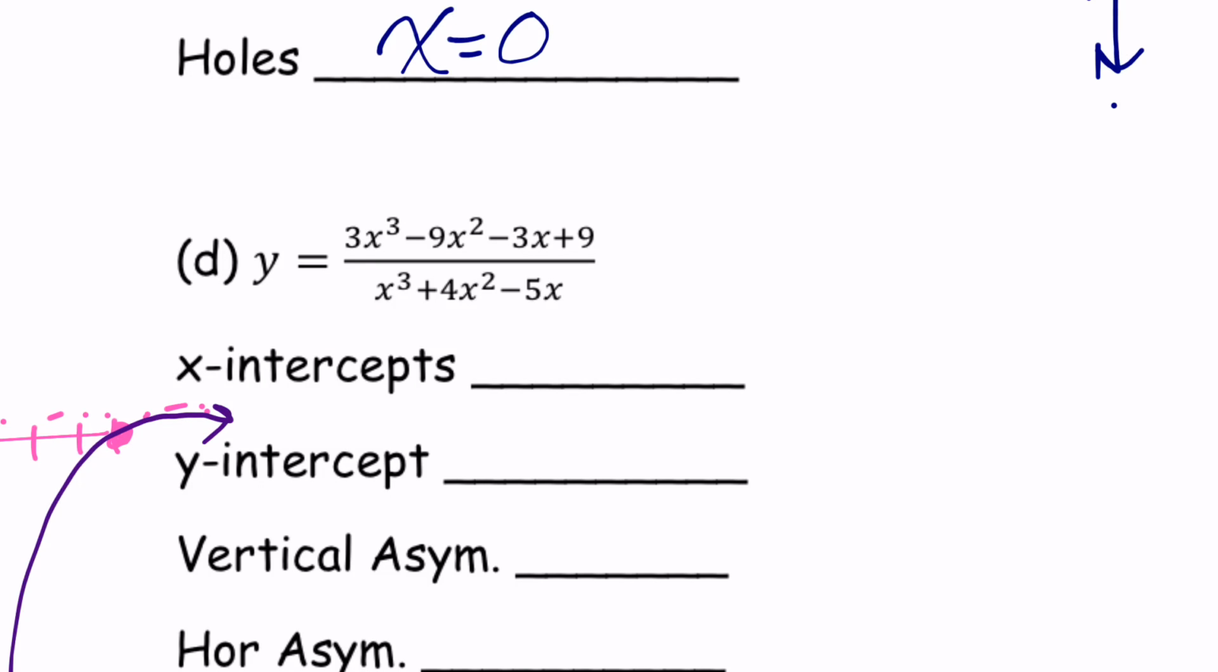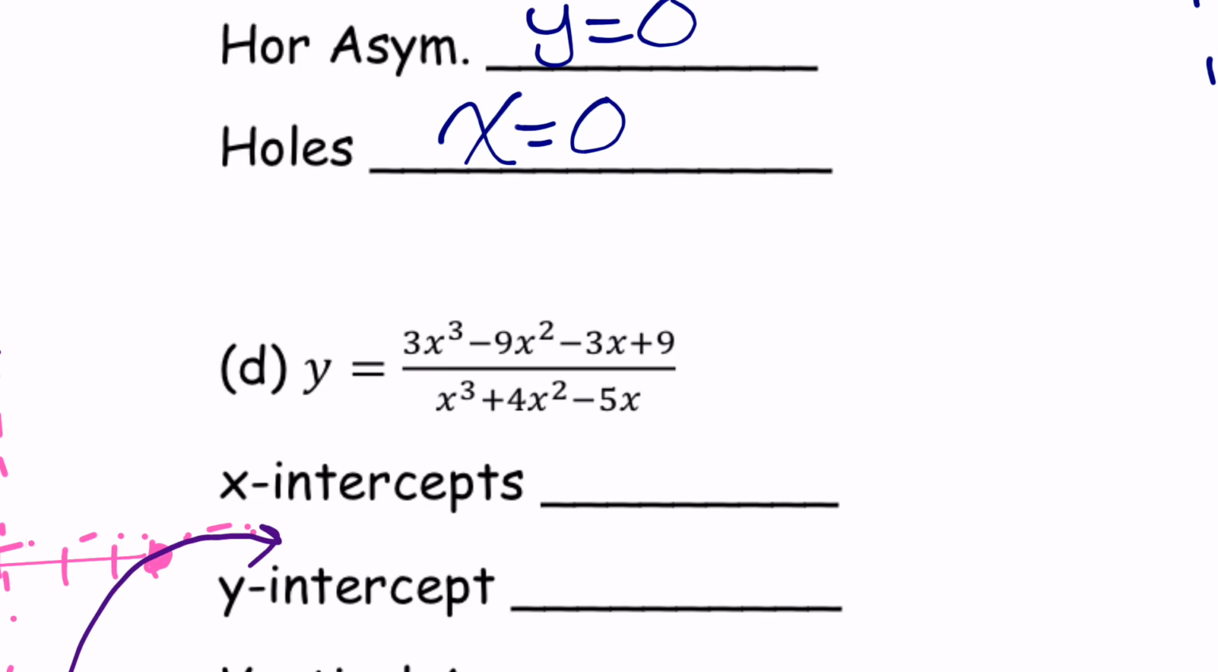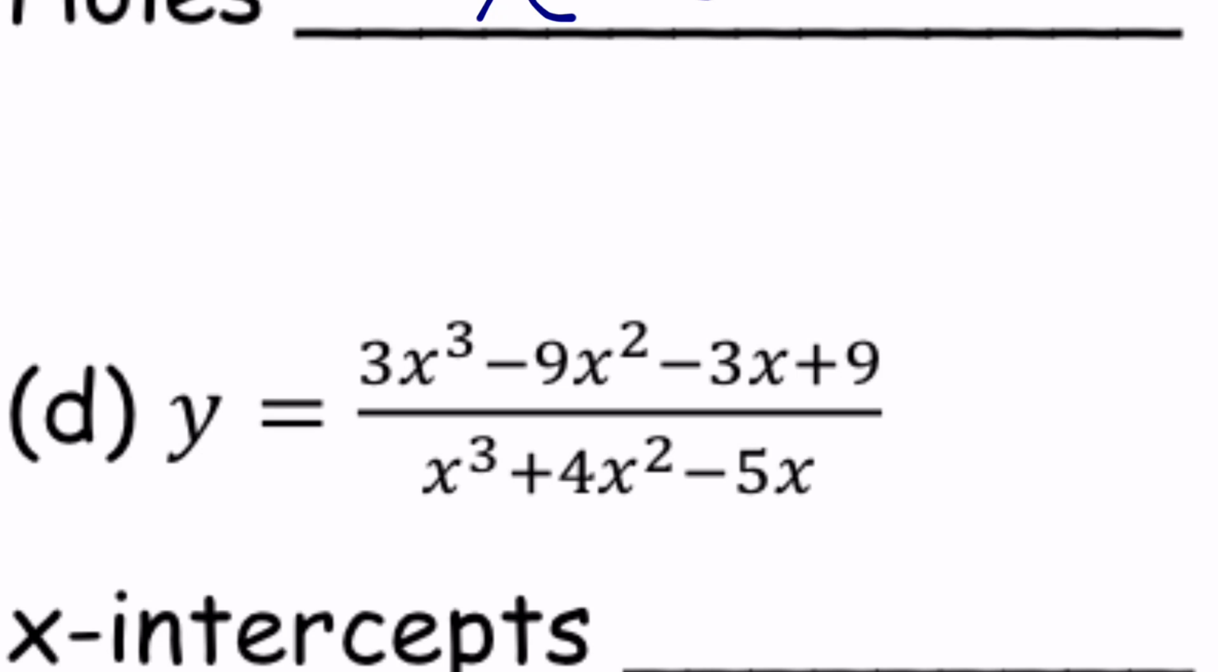All right, D, another rational one. This one's tricky because look, in the top, there are 4 terms. What does that tell you? That tells you, dude, you should probably try factoring by grouping. So let's factor this numerator by grouping.